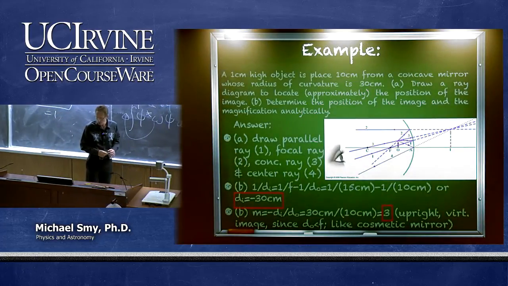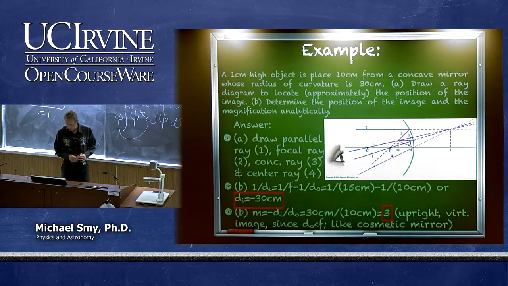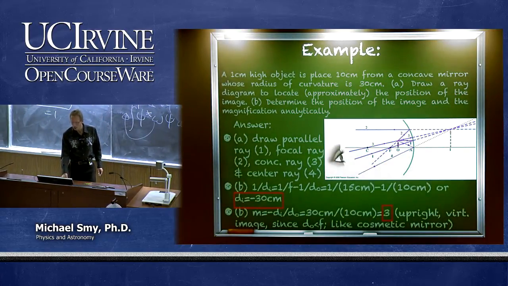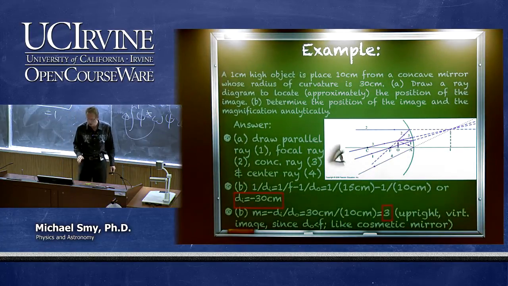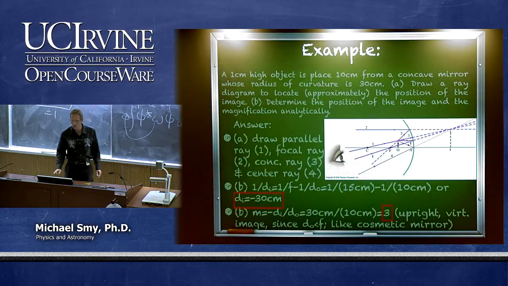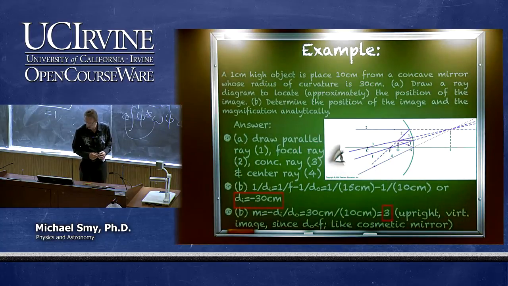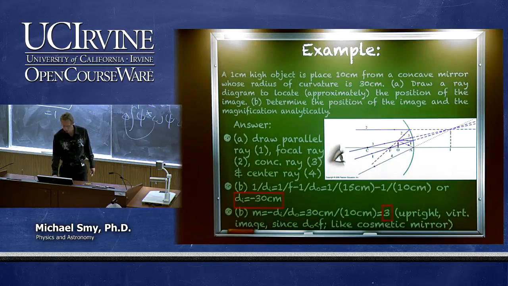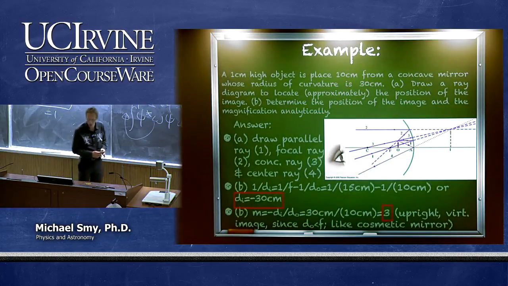An example: let's assume we have a 1 centimeter high object that is 10 centimeters in front of a concave mirror, and the radius of curvature is given as 30 centimeters. So the first part, A, is we draw a ray diagram to locate approximately the position of the image. Then B, we calculate the position of the image and the magnification analytically.